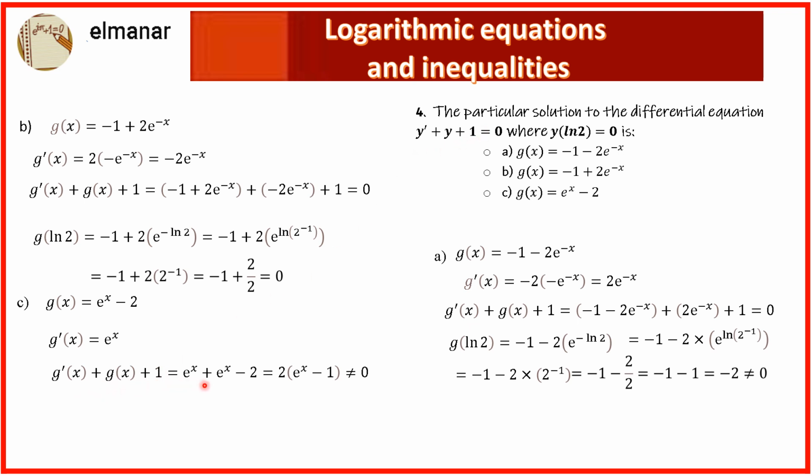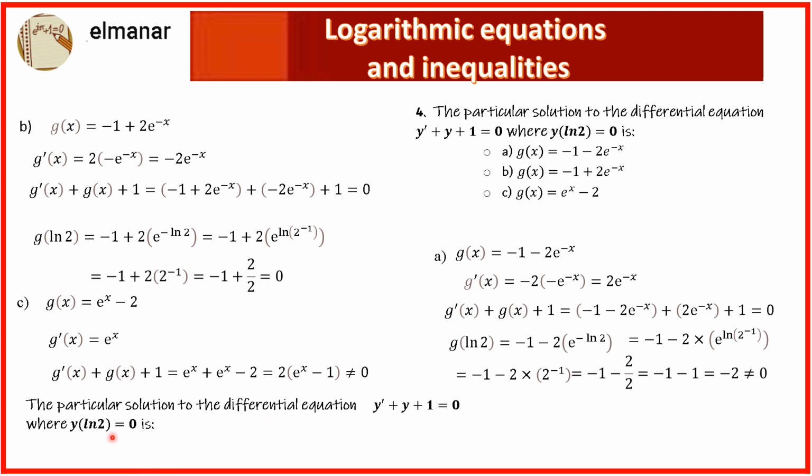g prime of x is e to the power of x. g of x is e to the power of x minus 2. So here, this gives us 2 times e to the power of x minus 1. This differs from 0. So this solution is rejected.